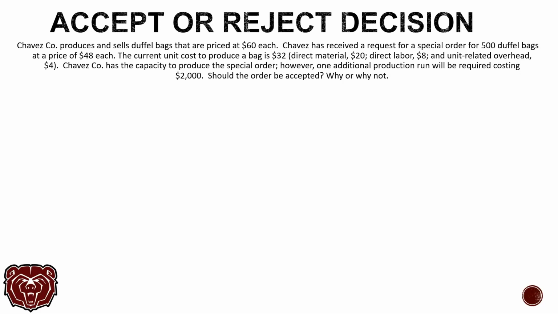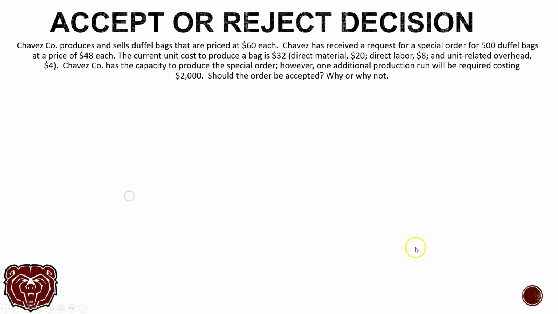The current unit cost to produce the bag is $32 a piece: direct materials $20, direct labor $8, and unit-related overhead of $4. Chavez Co. has the capacity to produce the special order. However, one additional production line will be required, costing $2,000. Should they accept the order? Why or why not?